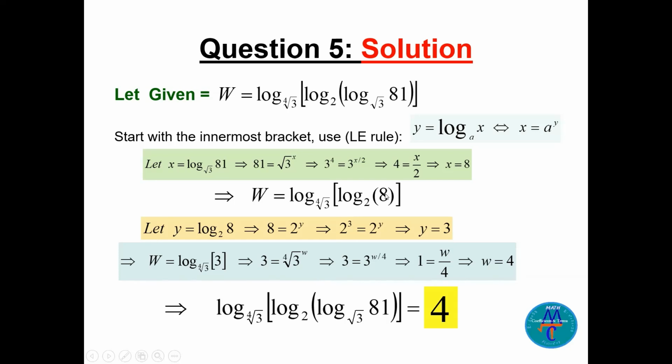Then log base 2 of 8, that's easy. 2 to the power 3, or you can also, let's call this value y, same idea, change it to exponential, y will be 3. Now we have w. w is the whole quantity, the whole expression. w is equal to log base fourth root of 3 of 3. So 3 equals fourth root of 3 to the power w. Make both sides the base 3. This will be 1 over 4. 1 over 4 times the w in the power. So 1 equals w over 4. w will be 4. So the whole expression will be 4.